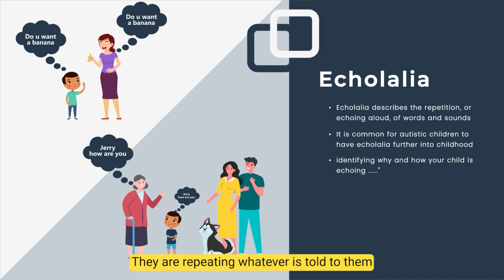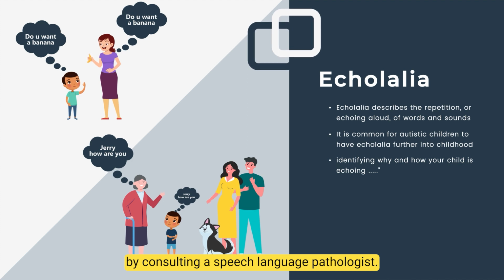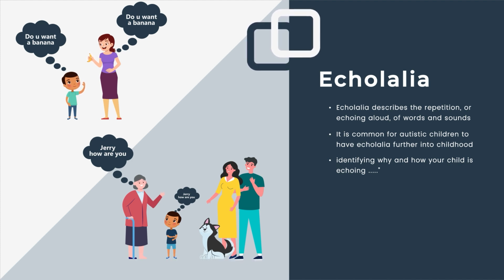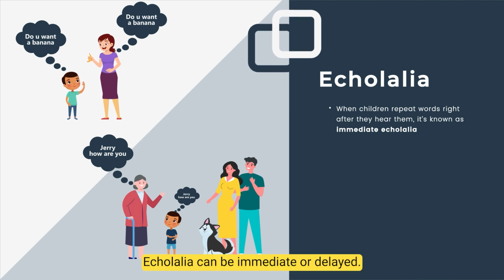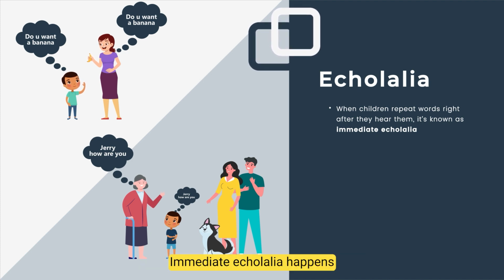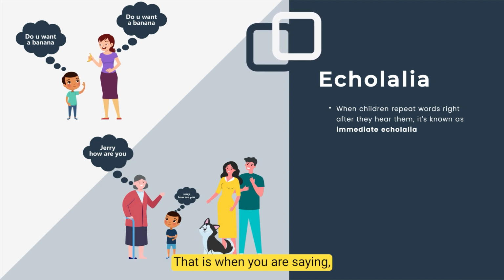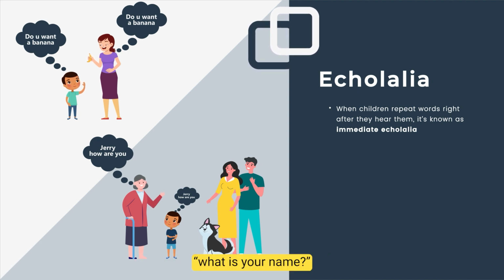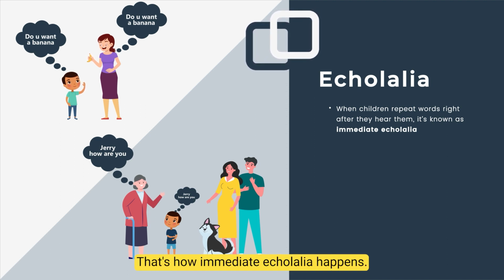They are repeating whatever is told to them, and we can get them treated by consulting a speech language pathologist. Echolalia can be immediate or delayed. Immediate echolalia happens when the child is repeating immediately. That is, when you say, what is your name? The child will repeat, what is your name? That's how immediate echolalia happens.